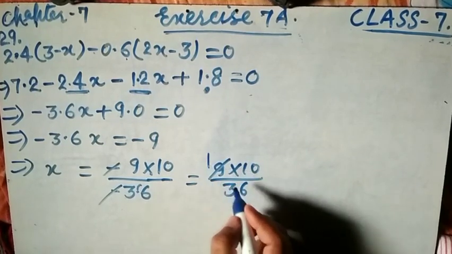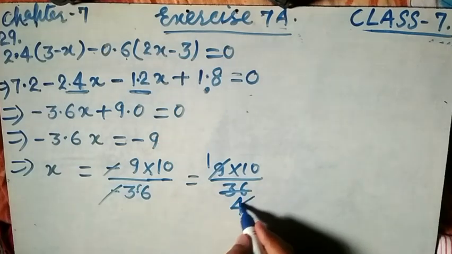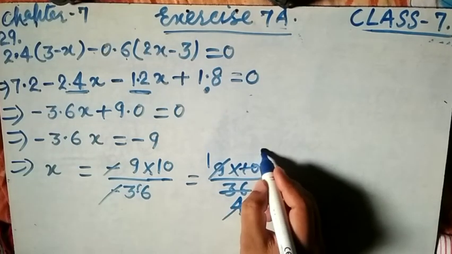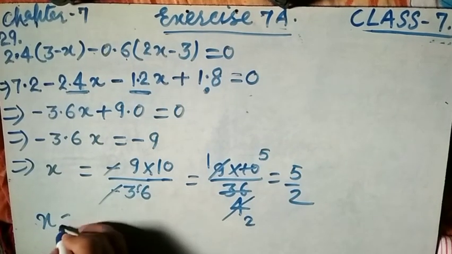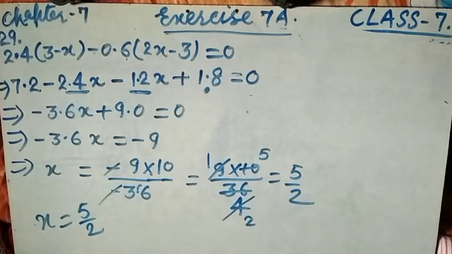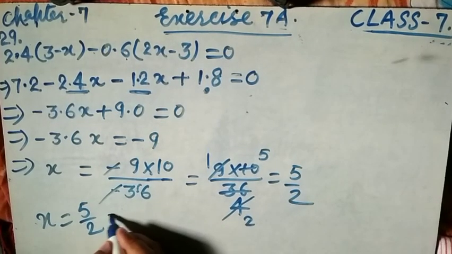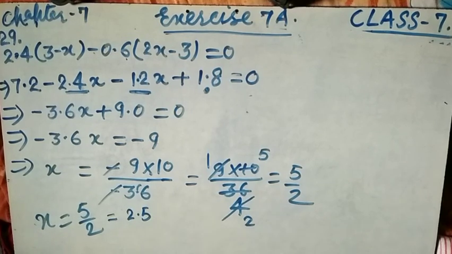So 9 ones are 9, 9 fours are 36. Then 2 ones are 2, 2 twos are 4, and 2 fives are 10, which means 5 by 2. That means x is equal to 5 by 2. This is your first answer. We can also write the value as the decimal 2.5. Now let me check.